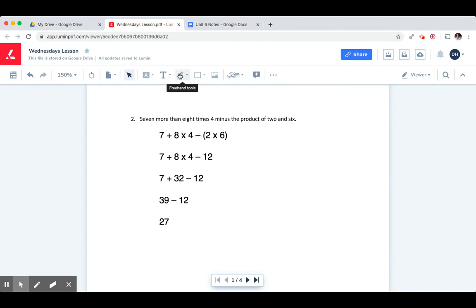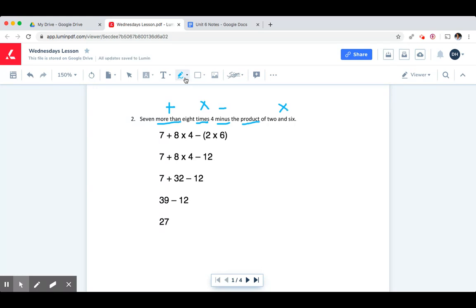For number 2, it says 7 more than 8 times 4 minus the product of 2 and 6. So first, let's look for the words that tell us operations. More than tells us we'll be doing addition. Times tells us we'll be doing multiplication. Minus tells us that we're doing subtraction. And product of tells us multiplication.